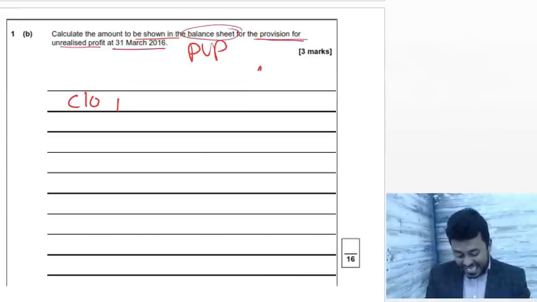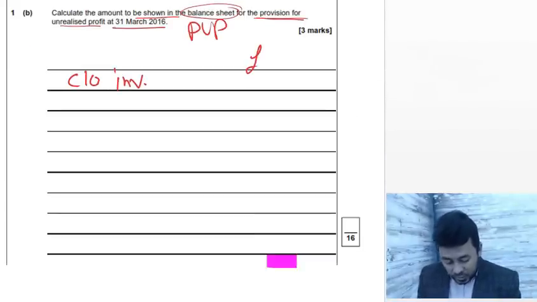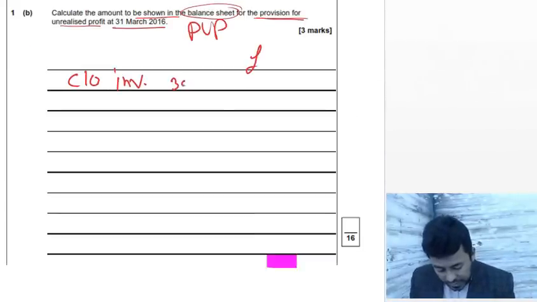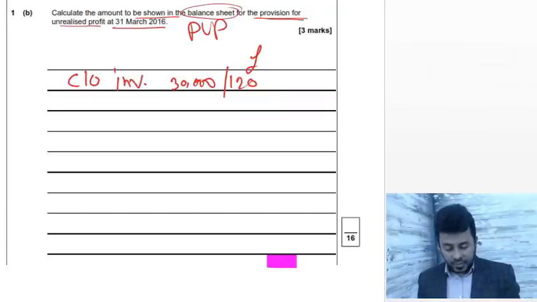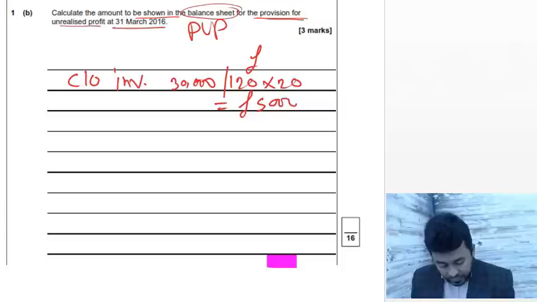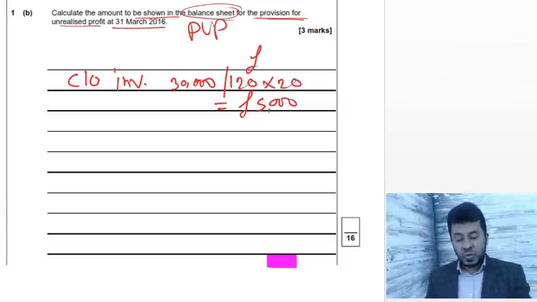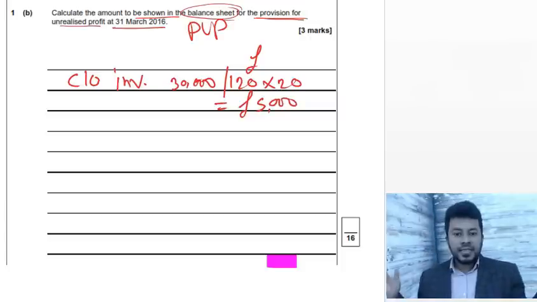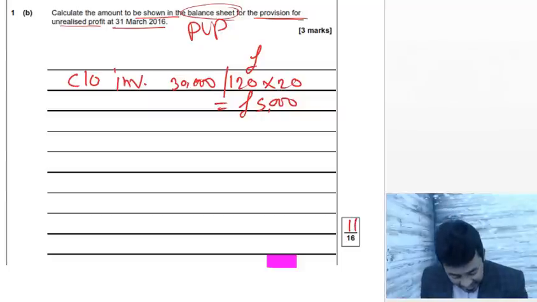So 30 is our closing inventory and 20%. So this 30 is already added up with 20%. So 30, let's take full 1,000 divided by 120, because it's cost plus. And times by 20, the answer is 5,000, and that's what you take into the balance sheet as your PUP. 16 easy marks in your pocket.